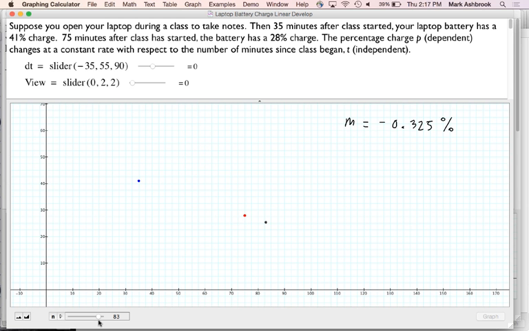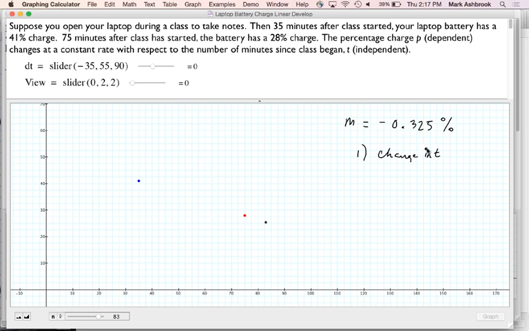So here's what we're going to do. What we want to find: what is the battery percentage at 83 minutes? The first thing we're going to look at is, what is the change dt? The independent variable is t, so you can think about that. It always comes first. So the first thing we're going to do is find the change in t.